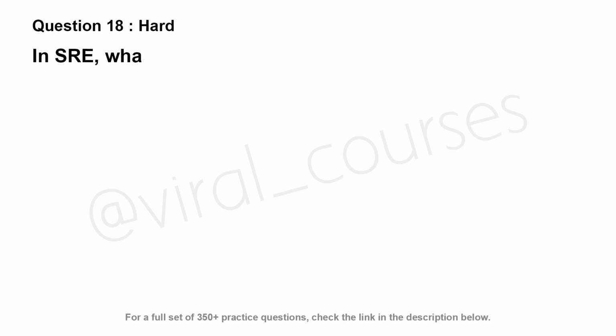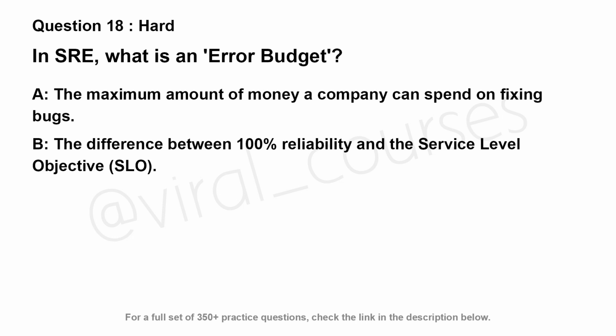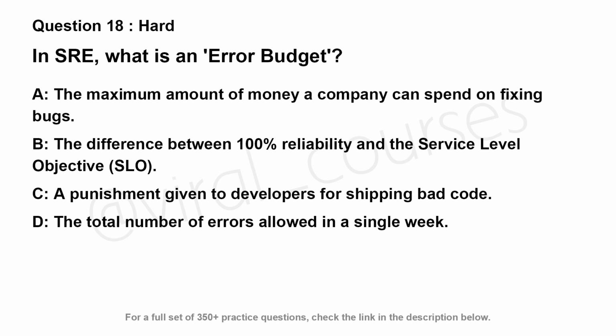In SRE, what is an error budget? Option A. The maximum amount of money a company can spend on fixing bugs. Option B. The difference between 100% reliability and the service level objective. Option C. A punishment given to developers for shipping bad code. Option D. The total number of errors allowed in a single week.